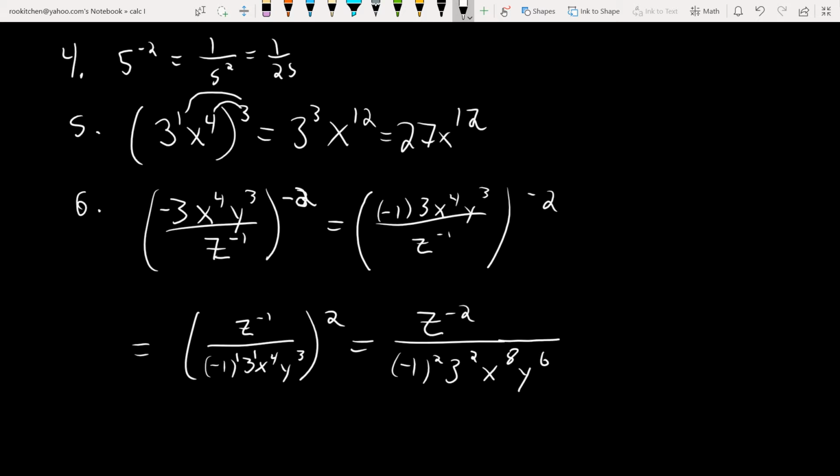So I'm multiplying exponents. You want to get rid of any parentheses and negative exponents. First I'm going to move this one downstairs. That will change the sign of the exponent and leave a placeholder of 1 down below. Negative 1 squared is just positive 1, so I don't have to worry about that. And then 3 squared is 9. And then I have x to the 8th, y to the 6th, times z to the positive 2.